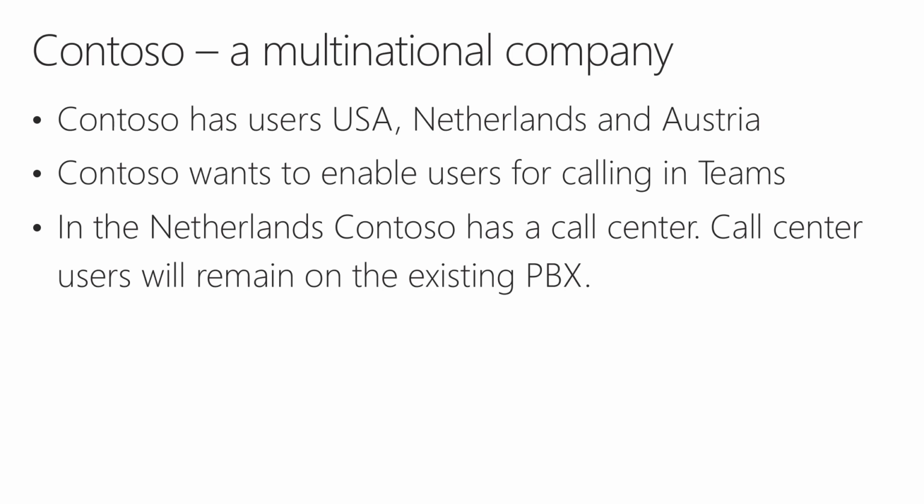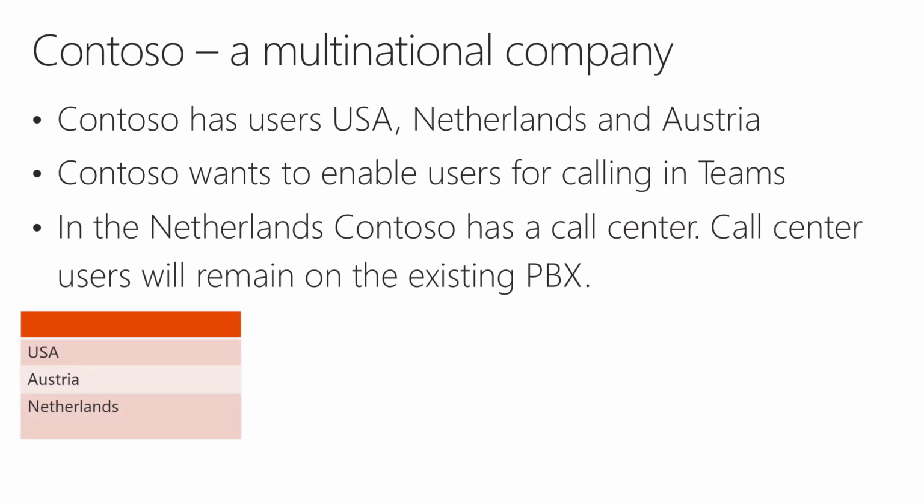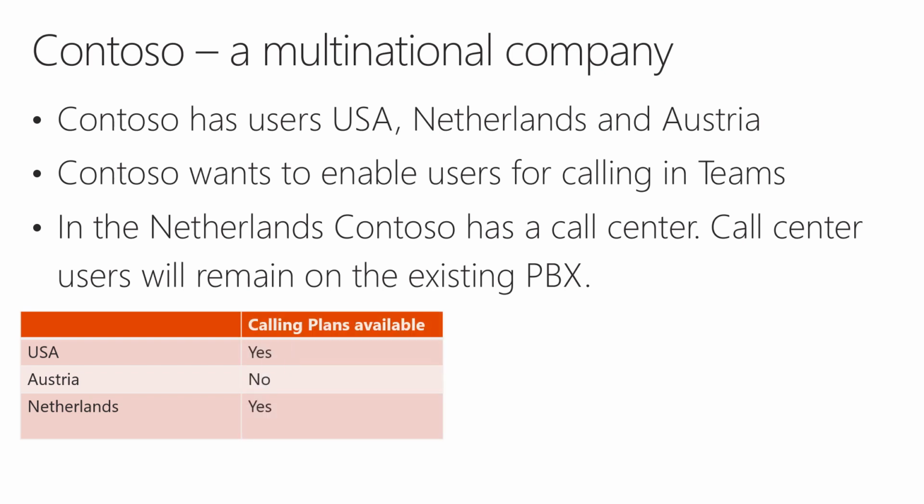So how should Contoso, or how could they approach this scenario? So the users are located, said, in the USA, in Austria or the Netherlands. First, they need to look on where are calling plans available. Calling plans provided by Microsoft are only available in a selected number of countries. The USA, they have calling plans, Austria doesn't have, and the Netherlands do have calling plans.